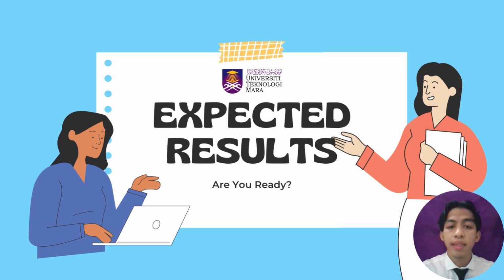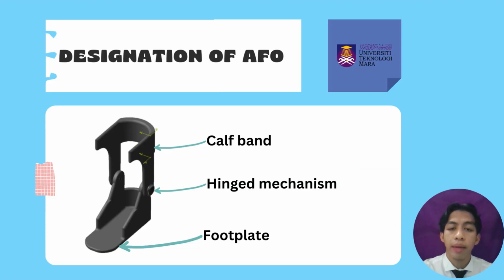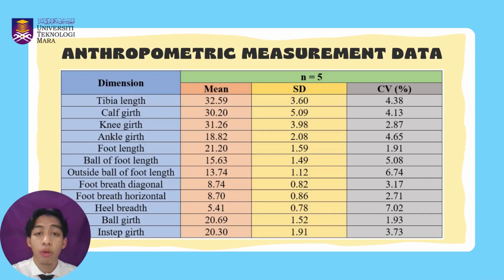This upcoming slides is the expected results for this project. This is the 3D CAD modeling of the AFO that I have designed by using CATIA V5 software. This design consists of cuff band, hinge mechanism, and footplate. This anthropometric measurement data is from one of the earlier study publication. It is used to design the AFO in CATIA V5.